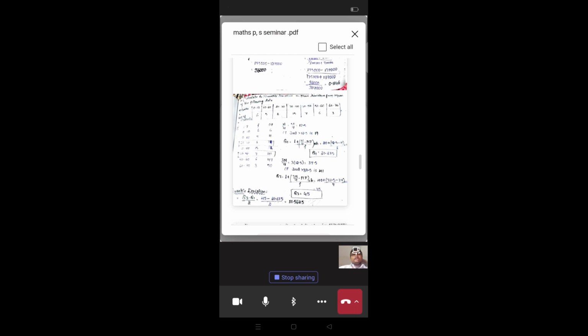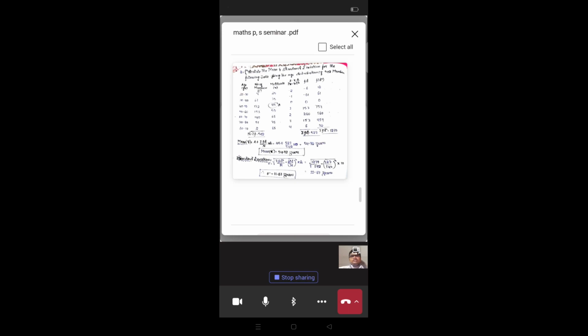So let's apply the dispersion formula. We have the quartile deviation formula as 1 by 2 of Q3 minus Q1. As we know, Q3 equals 45 and Q1 equals 21.675, divided by 2. By subtracting, 45 minus 21.65 by 2, we get 11.5625.